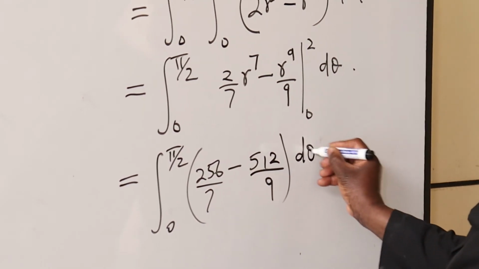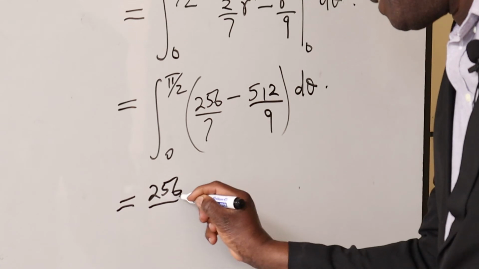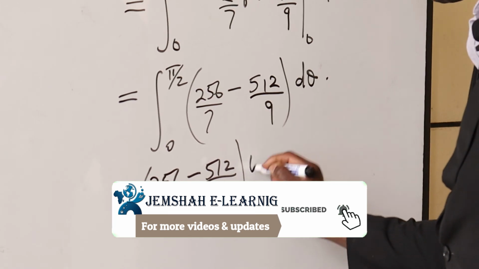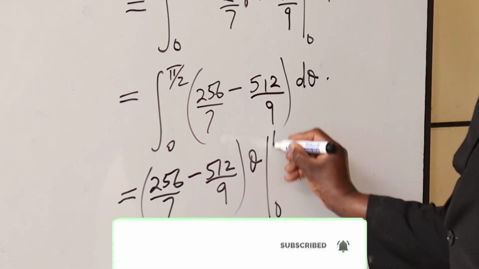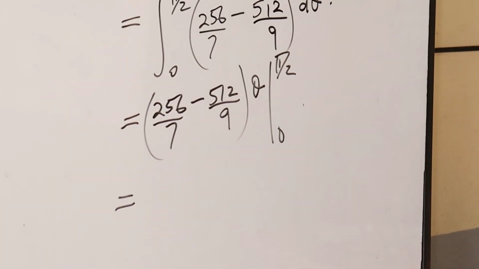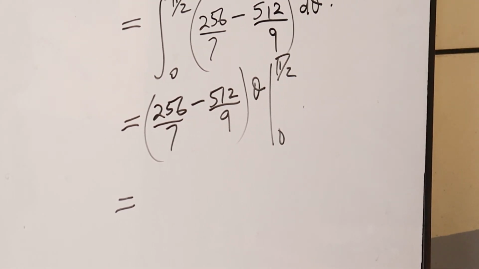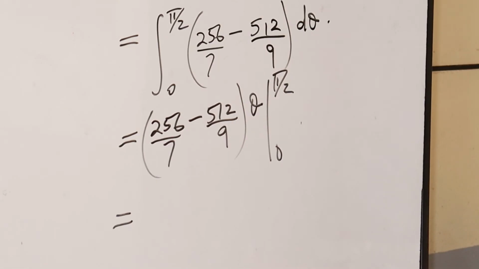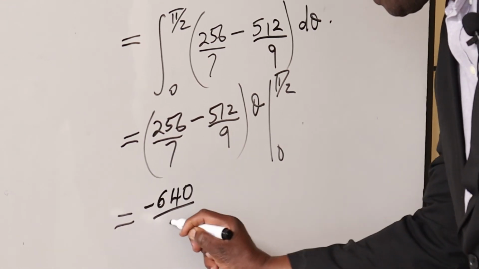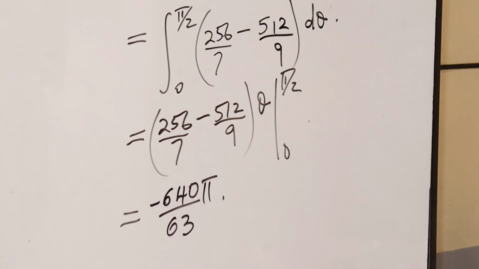This is what we are integrating with respect to theta, which gives us 256 over 7 minus 512 over 9, the whole of this multiplying theta, from 0 to pi over 2. When we insert those limits, the answer is negative 640 over 63 pi. And that's the evaluation of that particular integral.